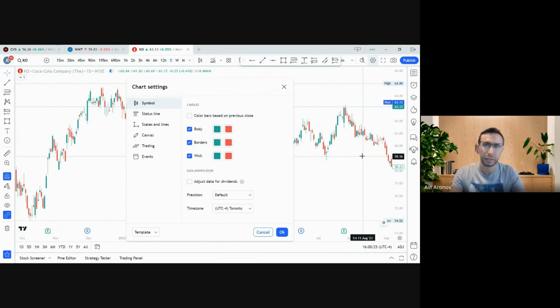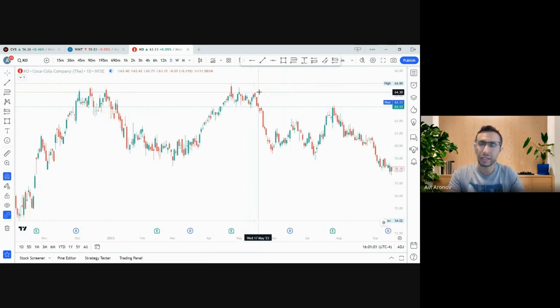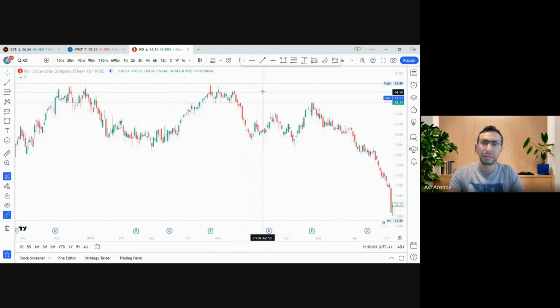Now some people say green and red is psychologically not that good for us as humans, because we tend to panic when we see red on PNL or red in any type of format, and we tend to feel excited when we see green. However, when you systematically build your trading, you will not really care about that. You will not look at the numbers because it's more systematic. No emotion needs to be attached. We will talk about that in another video that has to do with the psychological mindset of trading.